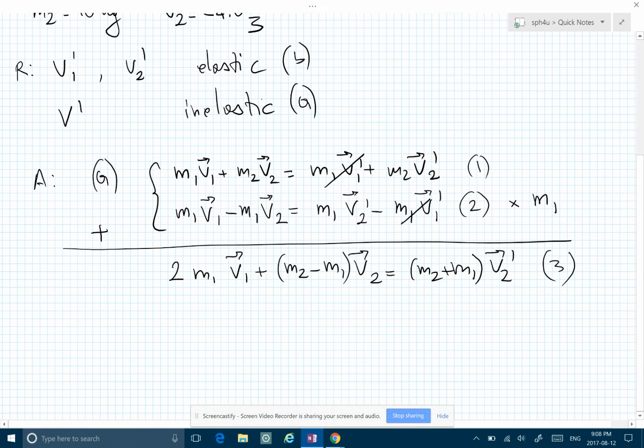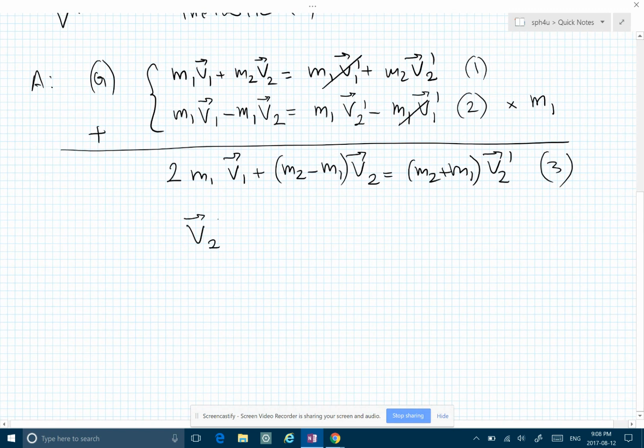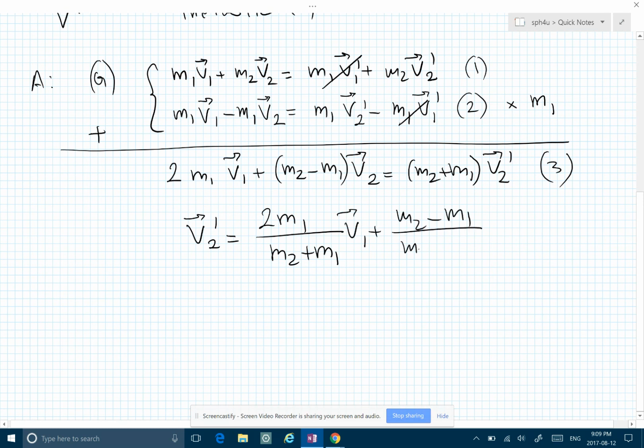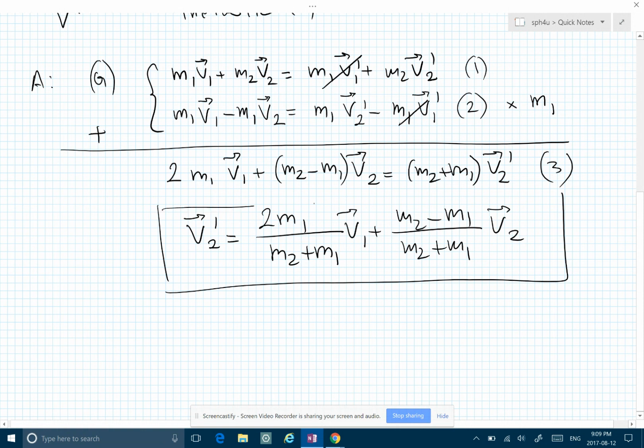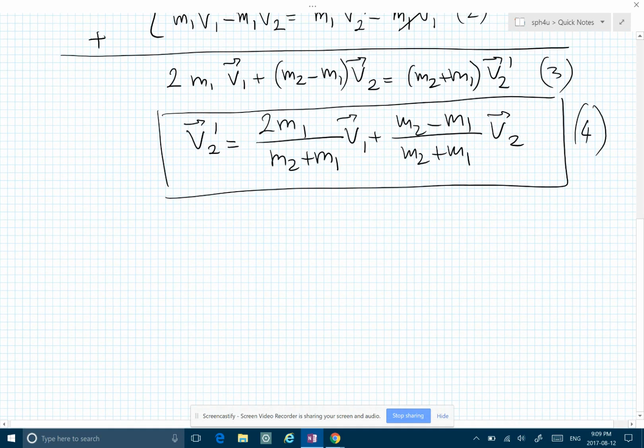All right, and we solve for v2 prime to be 2m1 over (m2 plus m1) times v1 plus (m2 minus m1) over (m2 plus m1) times v2. Okay, so this is the equation for finding v2 prime. So at this point, you can plug in the numbers. Remember that v1 and v2 are vectors, so make sure we use the sign for direction.